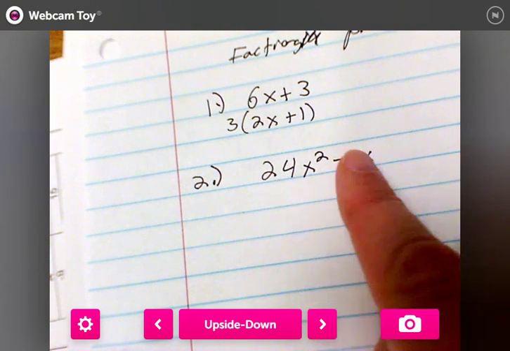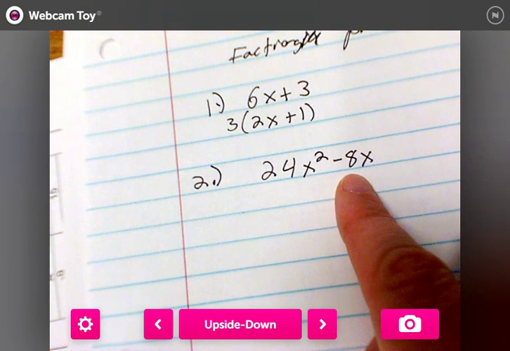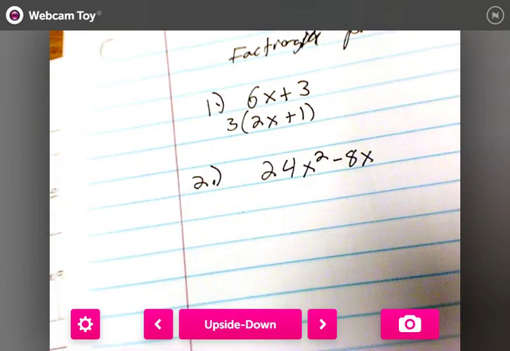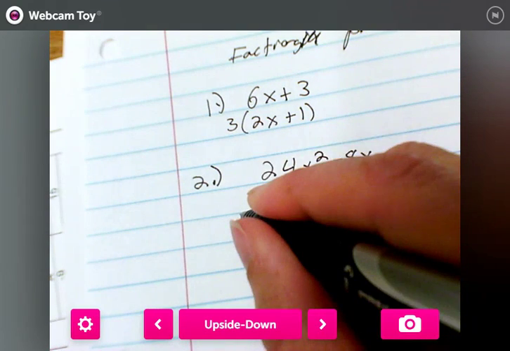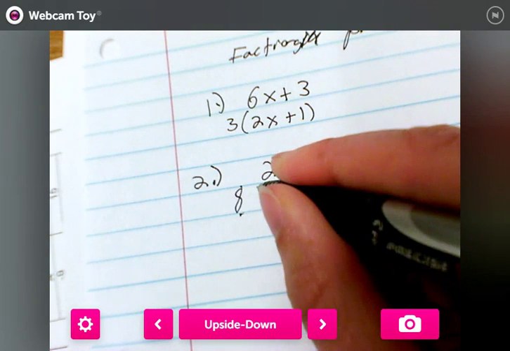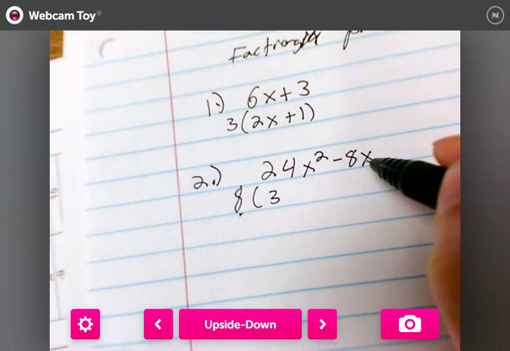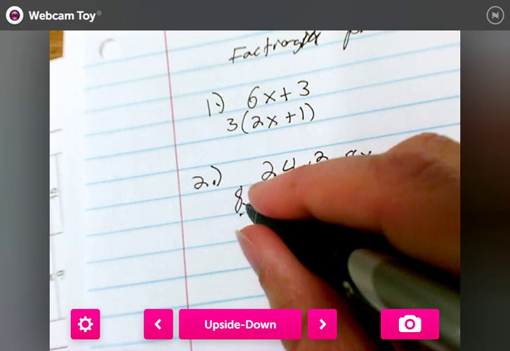6 goes into 24, but it doesn't go into 8. What about 8? Does 8 go into 24 evenly? Yeah, it goes in there 3 times, right? So I'm going to say 8. 8 times 3 is 24. Ooh, look, they both have an x in common. So let's pull an x out.